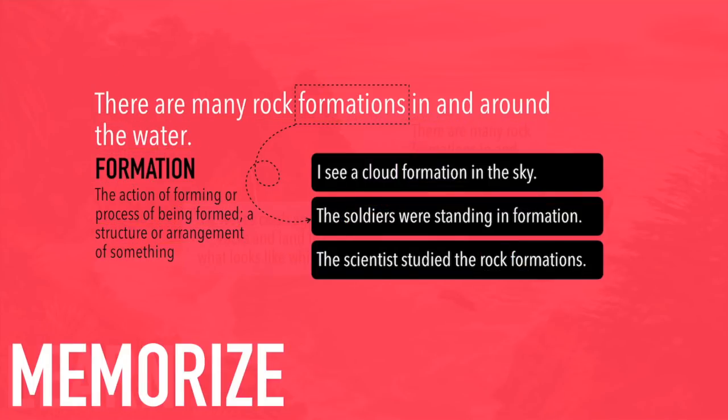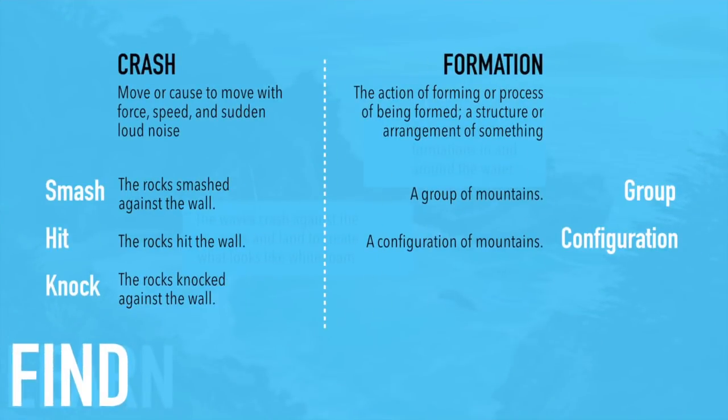All right, now the next thing we need to do is find. So we're going to find 3 synonyms. So again, the first word was crash, and the second word was formation. So we're going to come down here and look at our synonyms. The first one is smash. The second one is hit, and the final one is knock, okay? So looking at our sentence, we have the rocks smashed against the wall. And again, we can even replace this word with crashed because they have the same meaning.